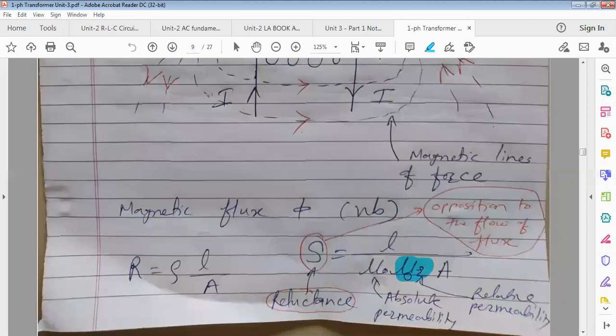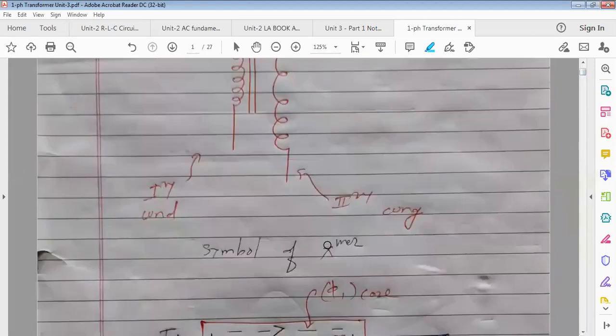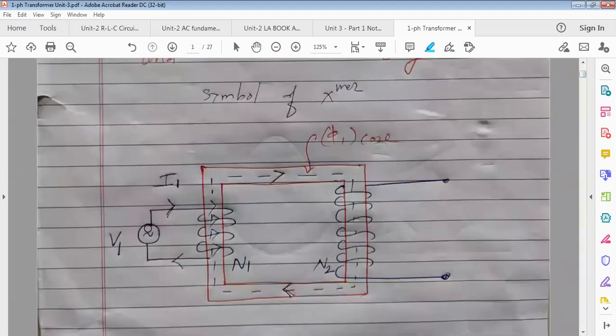Because its relative permeability is very, very high. And as the relative permeability of silicon steel is very high, opposition to the flow of flux, that is the reluctance, will be very less. Whatever flux is produced by the primary winding here, see here, you have connected an AC voltage source across the primary winding turns N1.